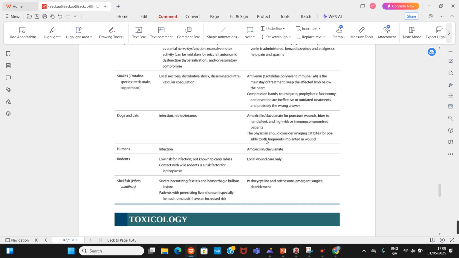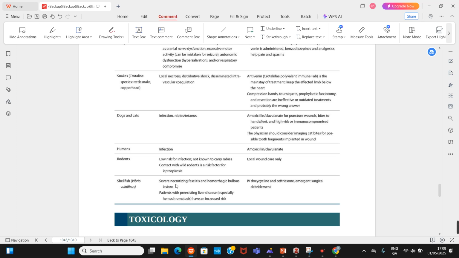Sometimes you might want to do imaging for cat bite, because cat teeth are very sharp, so they can get retained. So you might want to do imaging to look for any retention. Human bite too, amoxiclav, same thing. Very common in people who are boxing and mistakenly hit the mouth. That can also be a source of infection from the human flora, so you have to give amoxiclav to cover for it. For the rodent, low risk, so just local wound care.